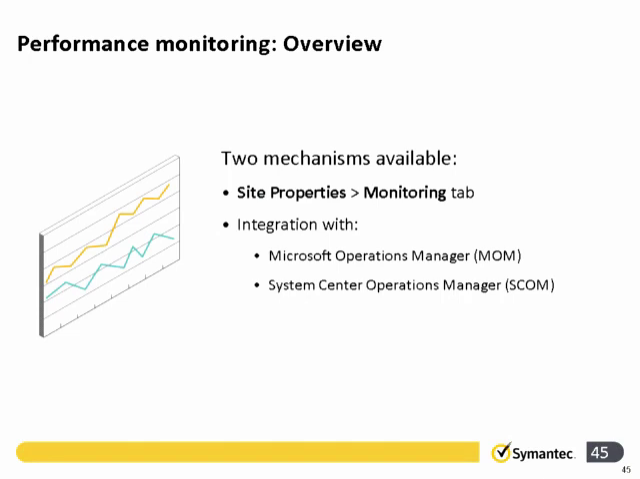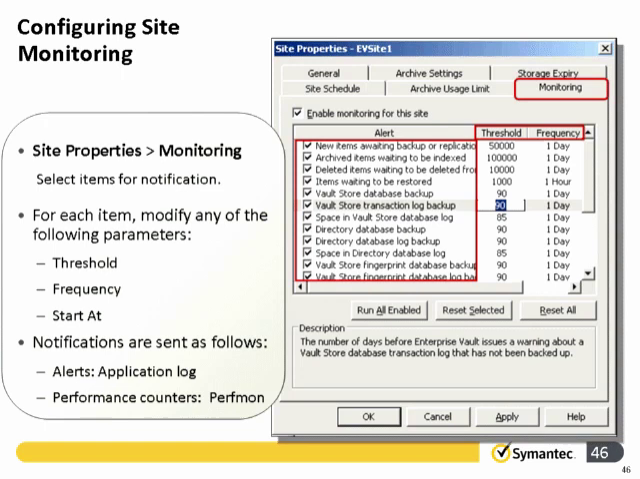There's two different mechanisms available. You can go into your site properties on the monitoring tab, and we'll look at an example of that here in a moment, and select on the monitoring tab what you specifically wish to monitor. You also can integrate it with additional monitoring tools such as Microsoft Operations Manager, or MOM, or the System Center Operations Manager, SCOM. For configuring the site monitoring, you open up the properties of the site.